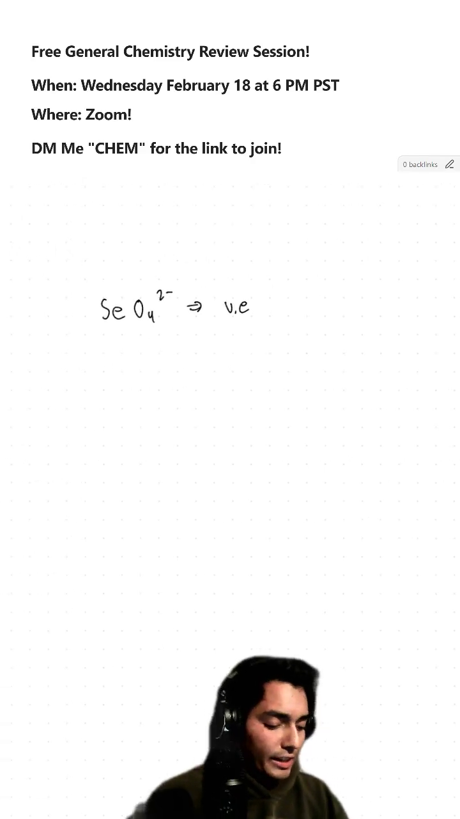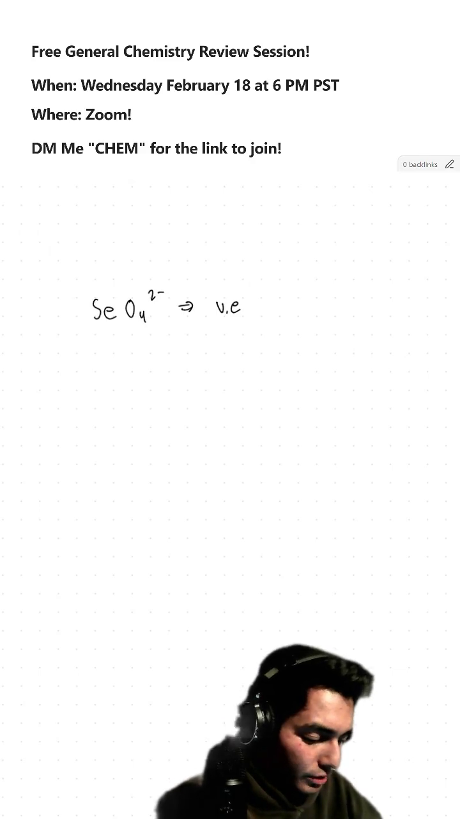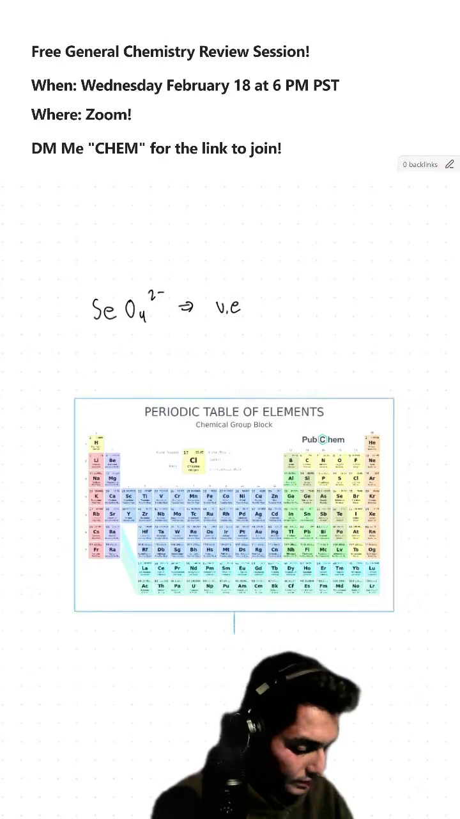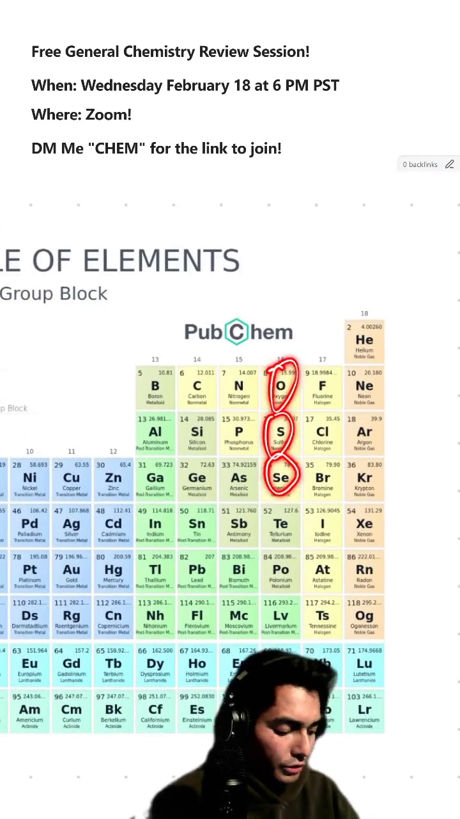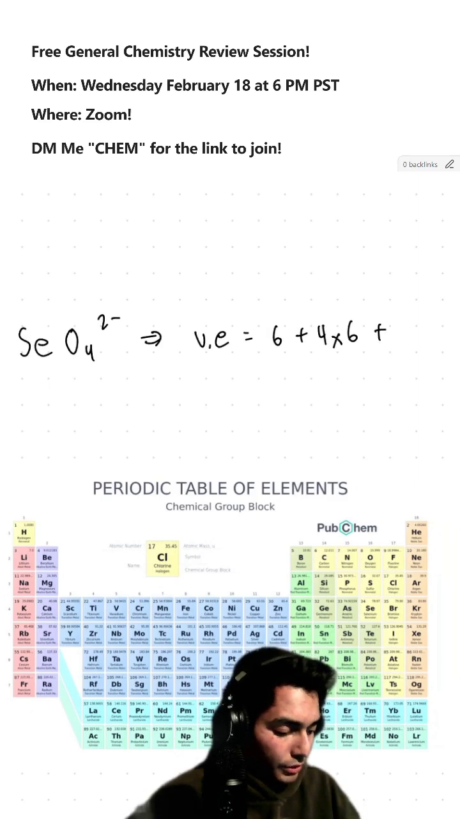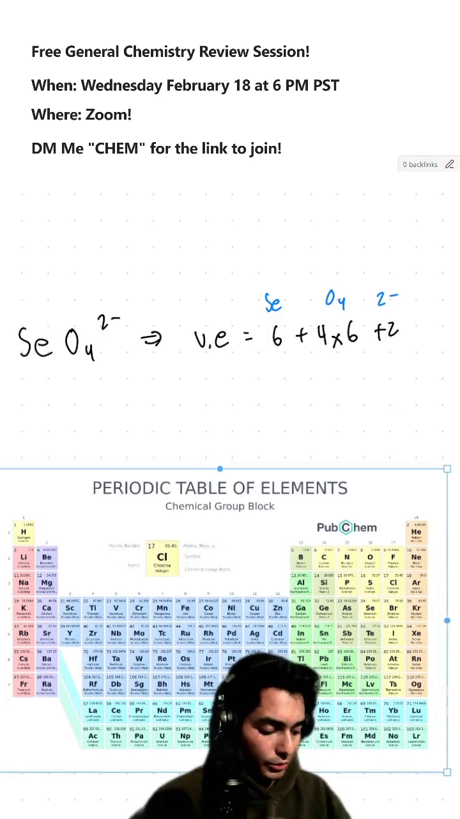So if I have Se, I don't know where Se lives, so I'm going to check the periodic table. Se lives right under sulfur, which lives right under oxygen. So I'm going to assume that Se has 6. Se has a total of 6 valence electrons, plus oxygen has also 6 plus another 2. So this is SeO4 2 minus.